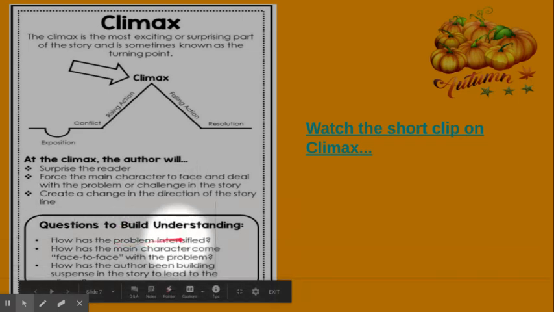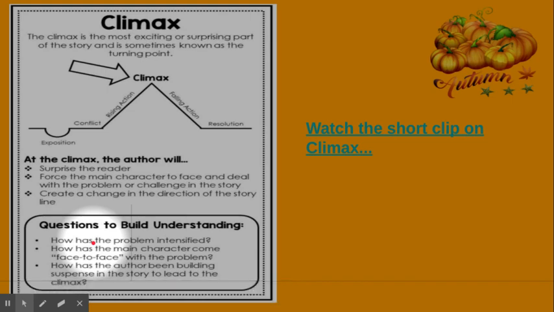So some questions to think about to build understanding. How has the problem intensified? How has it gotten worse, right? How has it gotten stronger? How has the main character come face to face with the problem? How was the author building suspense in the story to lead to the climax? So think about those things as you think about the movie, the little clip Glued. And of course, definitely think about these things when you're reading a good story.